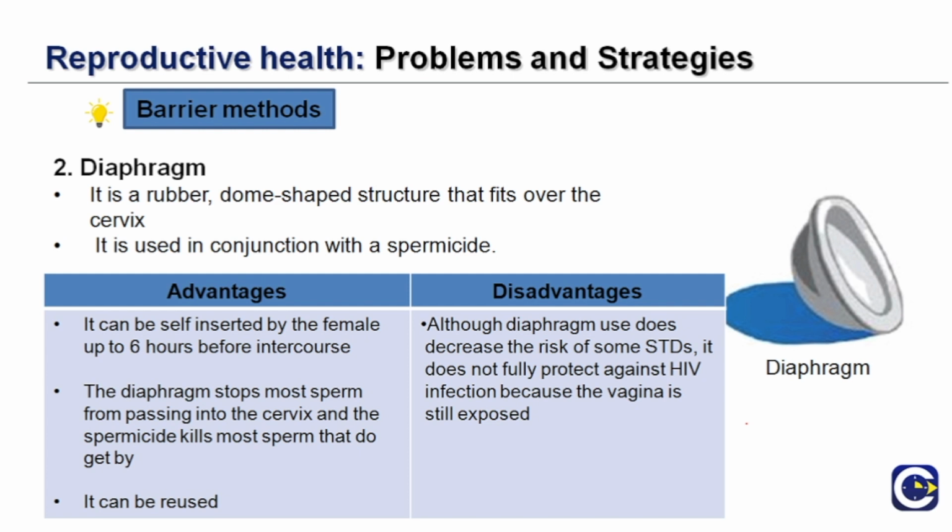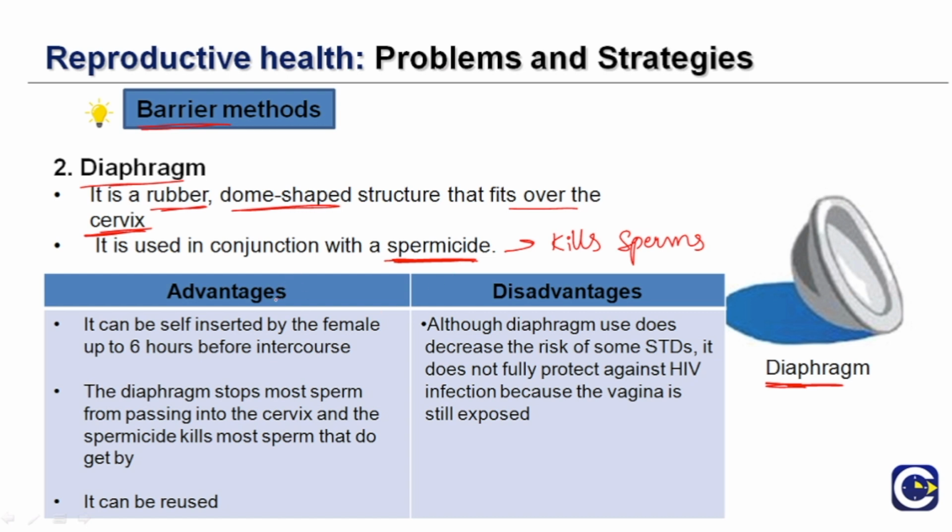Now coming to the second barrier method. It is called the diaphragm and it looks exactly like this. It is again a rubber, but a dome-shaped structure that fits over the cervix. So it can be used only by women. And it is used in conjunction with a spermicide, which is something that kills the sperms. So this contraceptive method, the diaphragm, in addition to providing a barrier, will also have a spermicide that will kill any sperms that cross it.